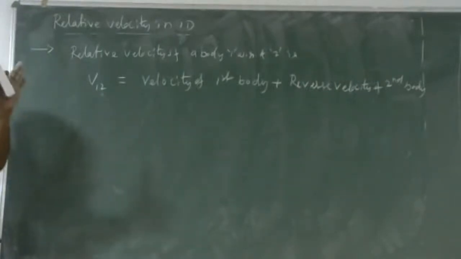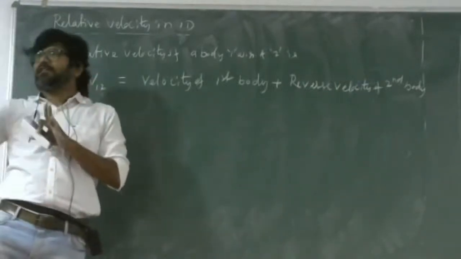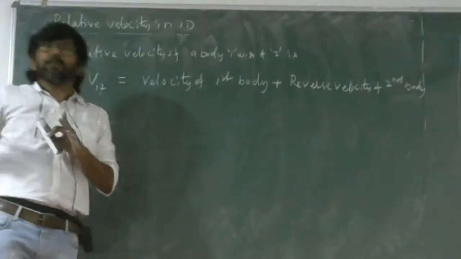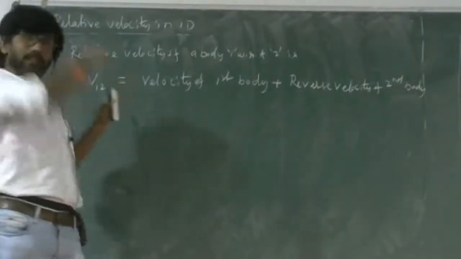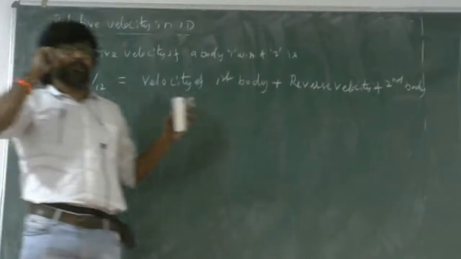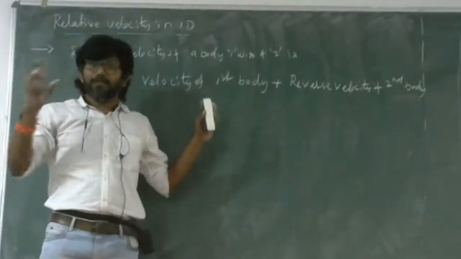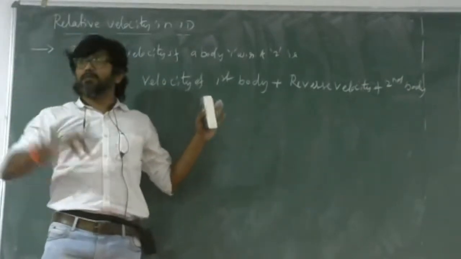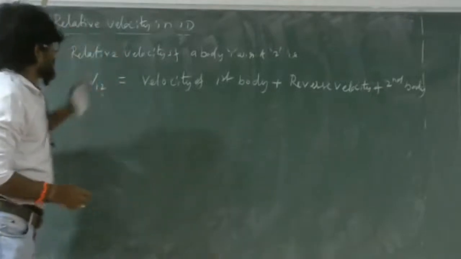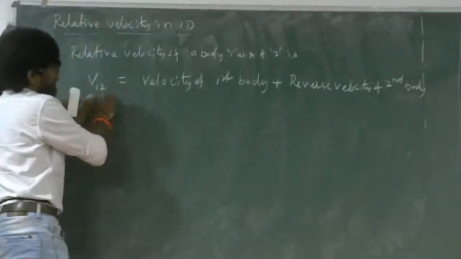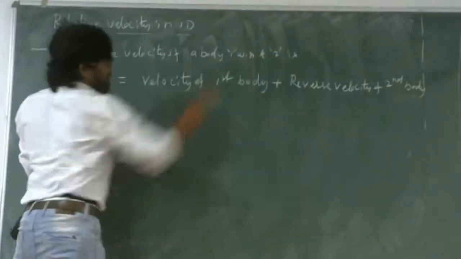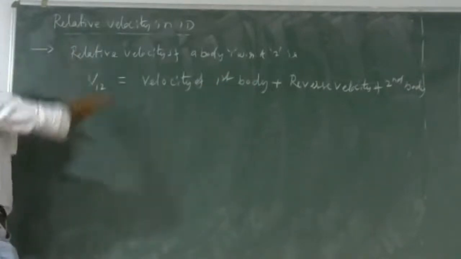In two dimensional case, some angle also will come. That is a different thing. We'll see later, again in the motion in a plane chapter. Relative velocity will come across there, where we'll discuss riverboat problems, rain umbrella problems, etc. Relative velocity of 1 with respect to 2 is equal to velocity of first body plus reverse velocity of second body. You can put this in a box.